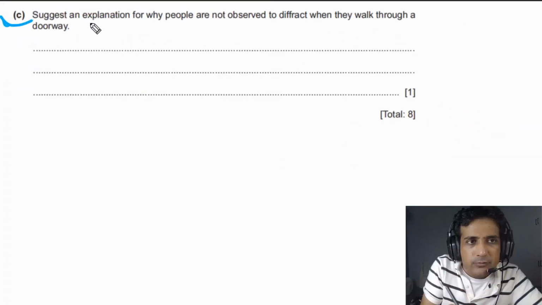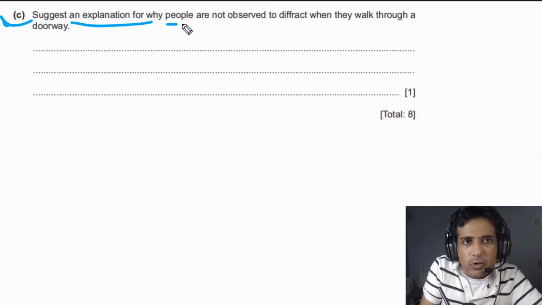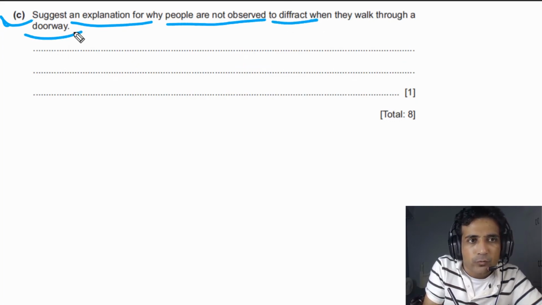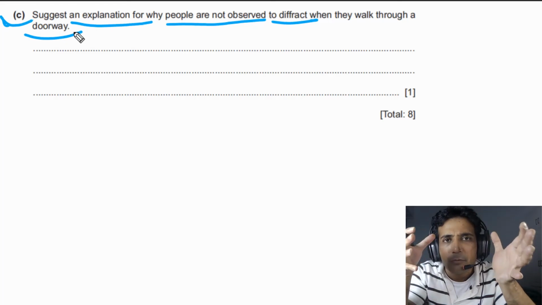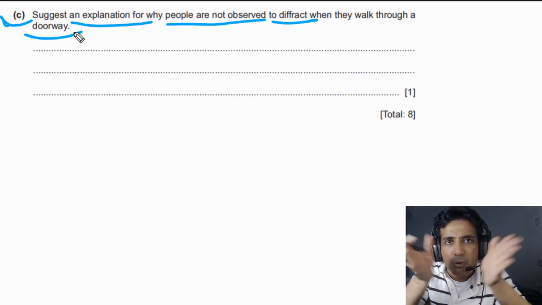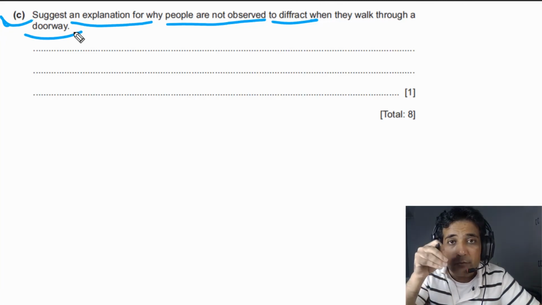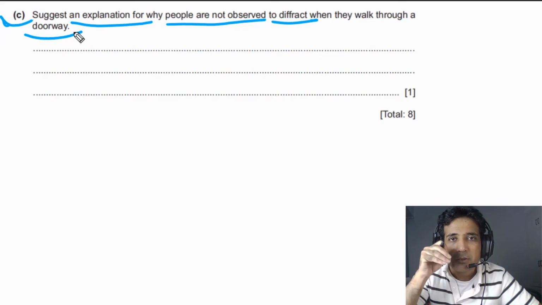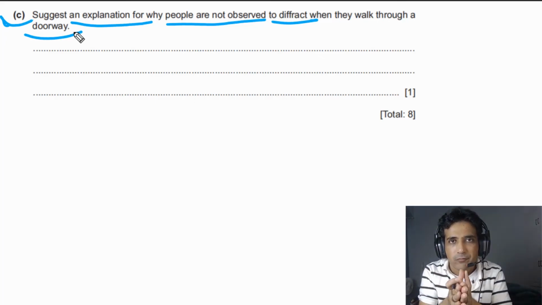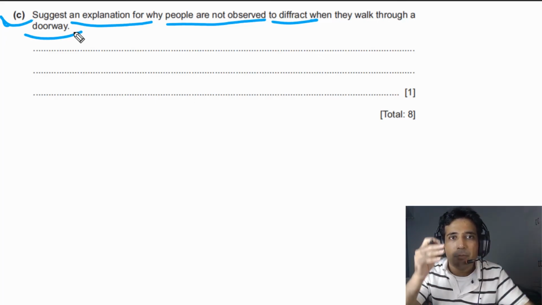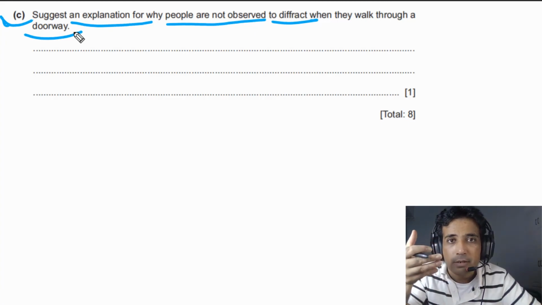For part C, we need to suggest an explanation for why people are not observed to diffract when they walk through a doorway. Let's try to understand this one with the help of sound waves. When sound waves pass through a door, they diffract because we can hear someone talking inside a room, even if we are not standing right in front of the door. It simply tells us that sound waves diffract when they pass through a doorway. But people do not diffract when they walk through a doorway. So we need to explain the reason behind that.